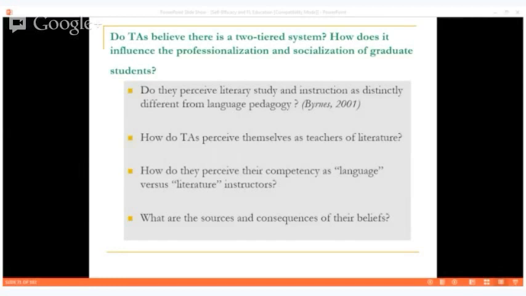So my interest was, how does this influence the professionalization and socialization of graduate students? Do they perceive literary study and instruction as distinctly different from language pedagogy? How do they perceive themselves as teachers of literature? How do they perceive their competency in language versus literature? So we have these two labels. And what are the sources and consequences of these things?